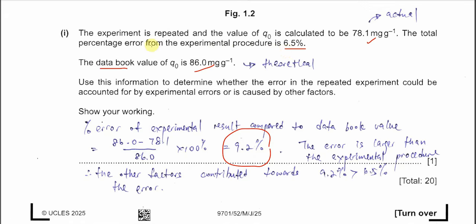Compare this percentage with the 6.5% percentage error from the experimental procedure. This percentage is larger than the percentage error from the experimental procedure. So there is an extra error, and most likely it is contributed by other factors as well. Okay, so that's how you solve this question. That's all. Thank you.